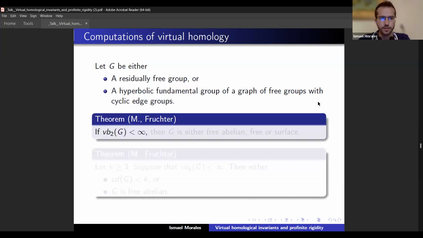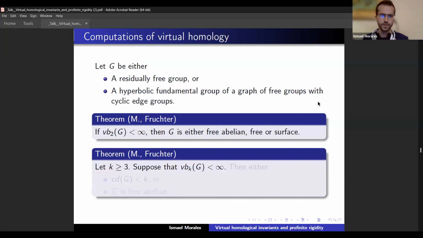On the one hand, relating the virtual second Betti number, we prove that if this is finite, then it's only because of the obvious examples: G has to be free abelian, free, or a surface group. Otherwise, there are just many surfaces inside, independent from each other in homology or independent algebraically, in the sense that we have free products of many surfaces, and this sort of blows up the virtual second Betti number.